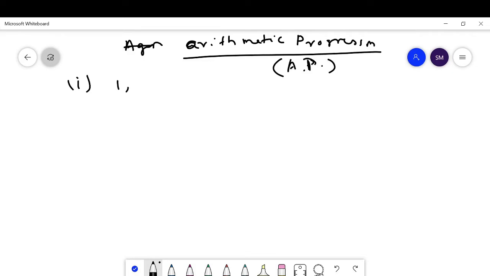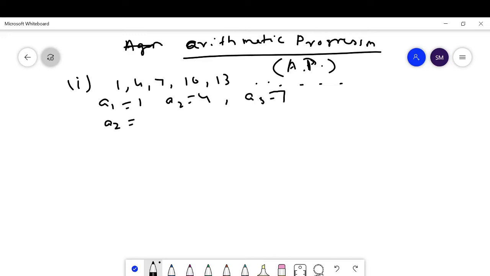Suppose an example: 1, 4, 7, 10, 13. This is a sequence in which A1 is 1, A2 is 4, A3 is 7. Here A2 minus A1 is 4 minus 1, which is equal to 3.